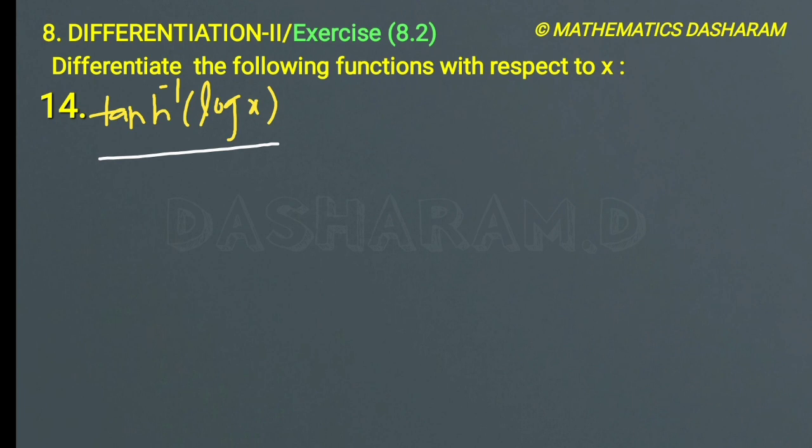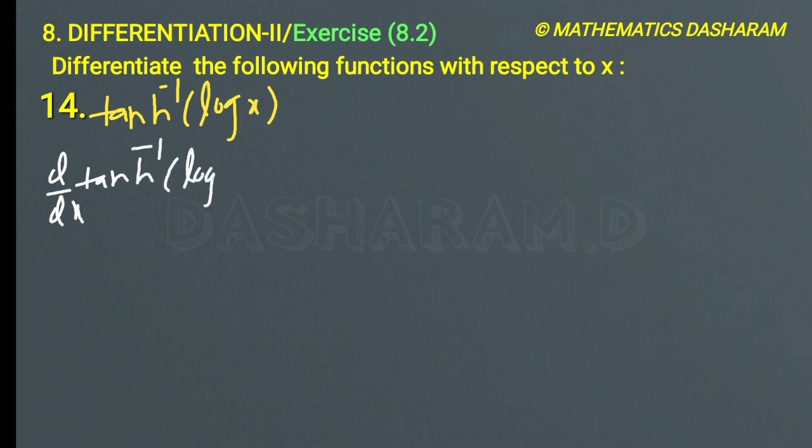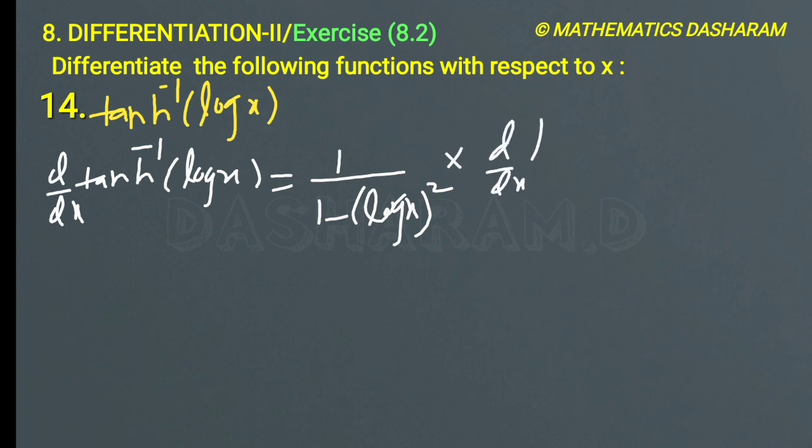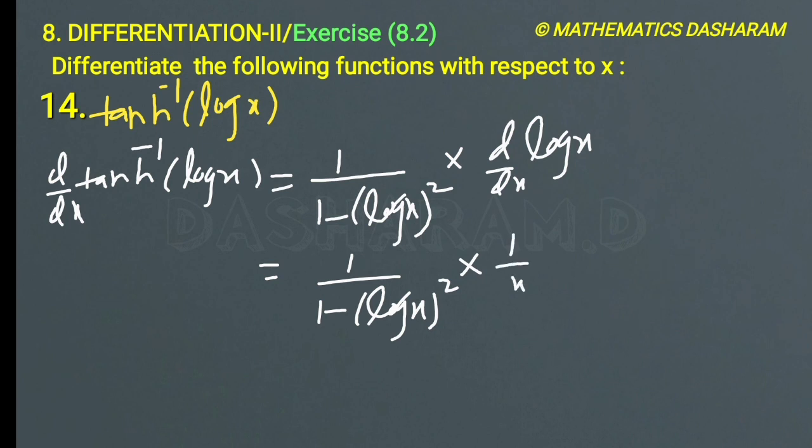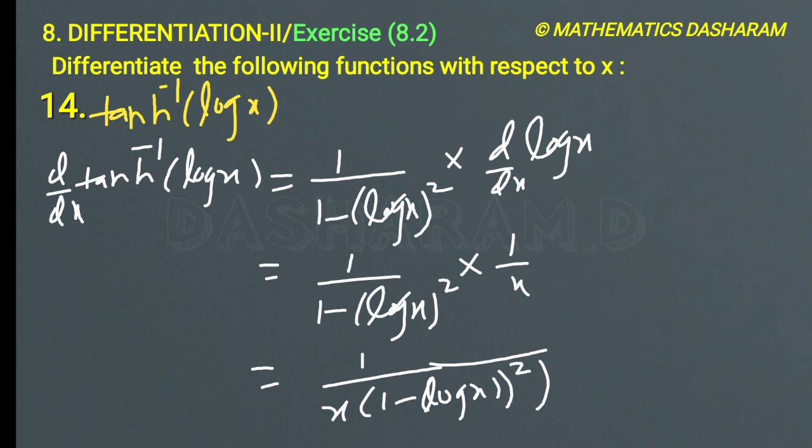14th question, tan h inverse log x. So the derivative of tan h inverse log x is, first of all, derivative of tan h inverse x formula is 1 by 1 minus x square. So 1 by 1 minus, here the x value given is log x, into derivative of another function, that is log x. Then it is equal to 1 by 1 minus log x whole square into derivative of log x, which is 1 by x. So 1 by x into 1 minus log x whole square. So this is our required answer.